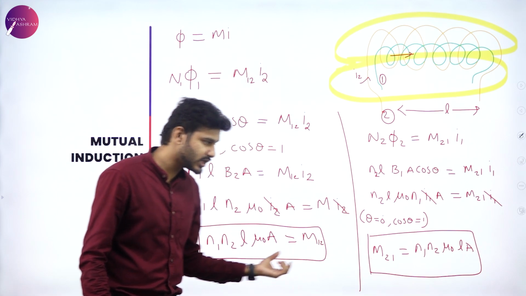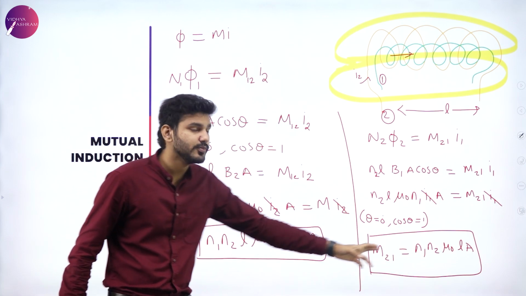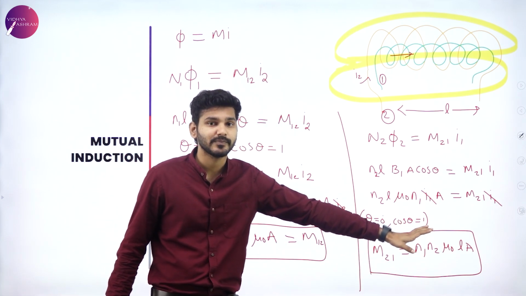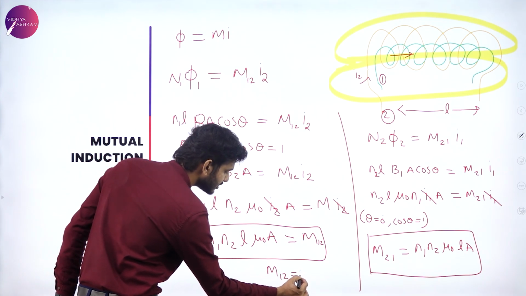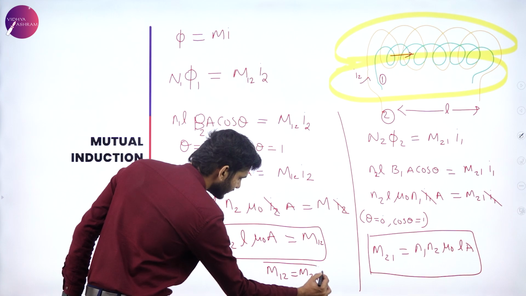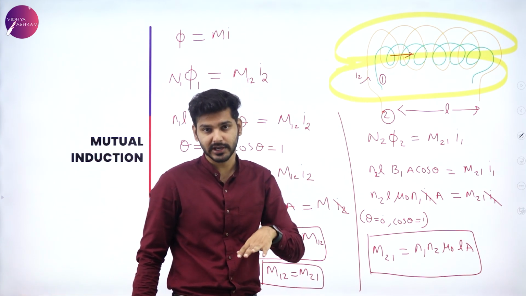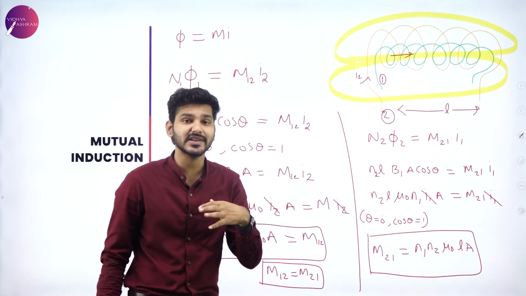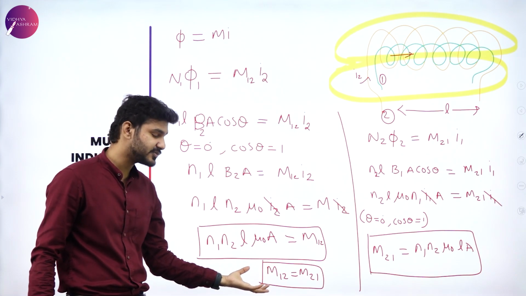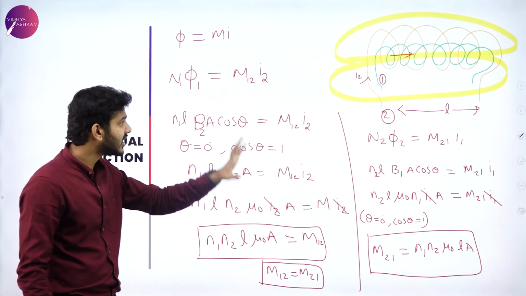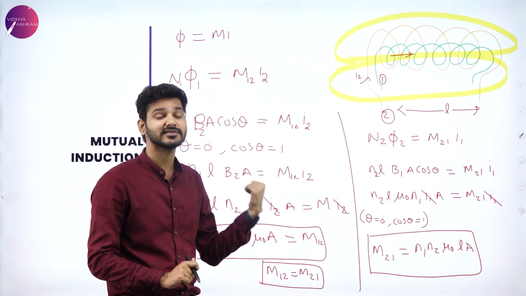So if you look at these two equations, it is N1, N2, mu naught, L into A, which means we can say that M12 is equal to M21. That is the whole point. That is, a change in either coil, that is current change or flux change linked with any one of the coils, can induce a change in the other one. That is the whole point of this particular derivation. I hope you have understood everything about the derivation of mutual induction, because this is really important.